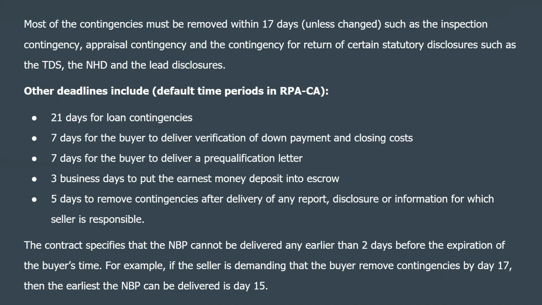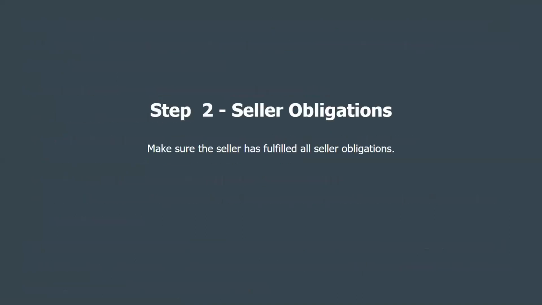The contract specifies that the notice to buyer to perform cannot be delivered any earlier than 2 days before the expiration of the buyer's time. For example, if the seller is demanding that the buyer remove contingencies by day 17, the earliest the notice to buyer to perform can be delivered is day 15. But no delivering the notice prior to 2 days.